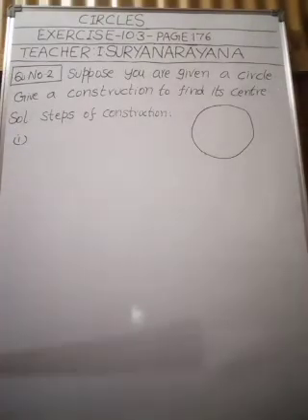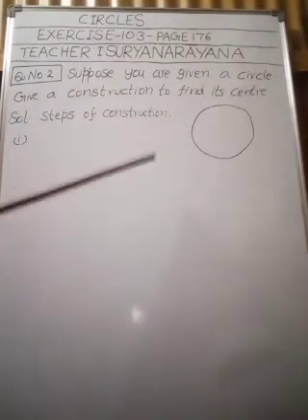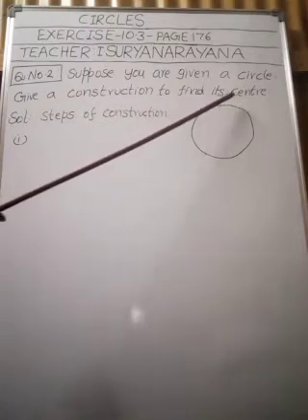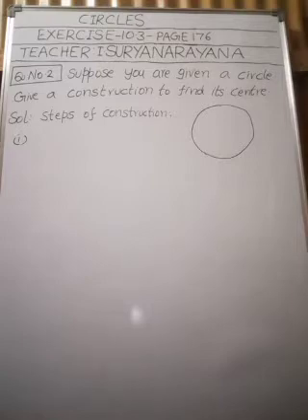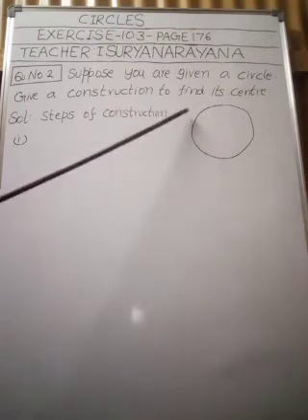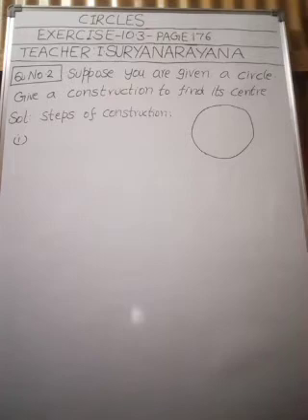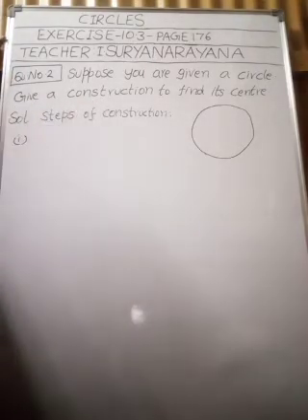Now come to question number 2. Next question. Suppose you are given a circle. Give a construction to find its center. Okay, my children, the radius of the circle is not given to draw a circle. The circle is already given, but we have to find its center. Understood this point, my children? Right. To find the center of the circle, we have to do these steps of construction.